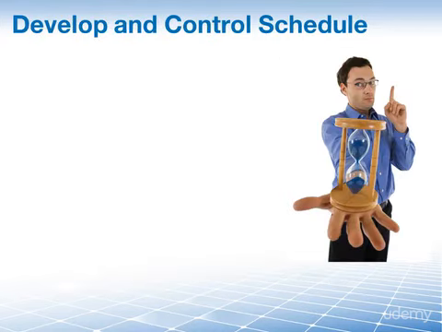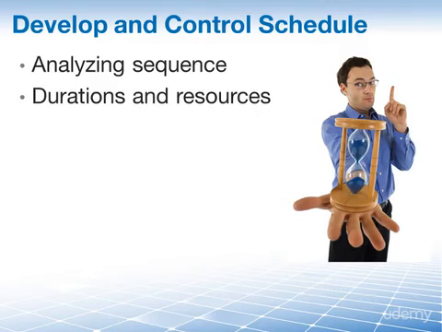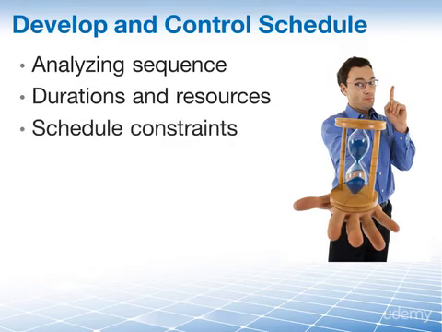The develop schedule process is where we will be analyzing activity sequences, reviewing durations and resource requirements, and taking into account schedule constraints. By entering schedule activities, durations, resources, resource availabilities, and logical relationships into our scheduling tool, a schedule model is produced with planned dates for completing project activities.